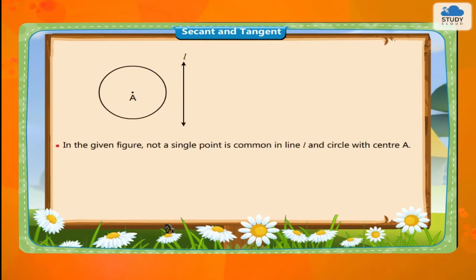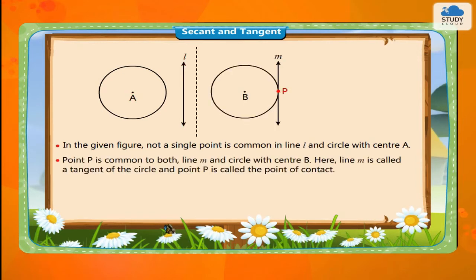Secant and tangent. In the given figure, not a single point is common to line L and the circle with center A. Point P is common to both, line M and the circle with center B. Here, line M is called a tangent of the circle and point P is called the point of contact.